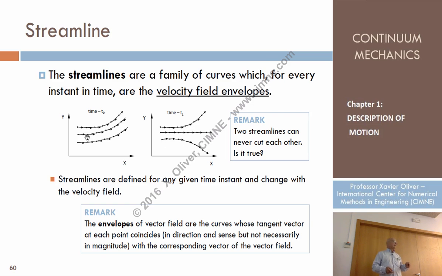So at every time, there is a different family of curves which are the envelope of the velocity field at this time. These are called the streamlines. The concept is that in general, the streamlines change at every time. At this time, the streamlines are those, and at these times, the streamlines are those. Why? Because the vector field changes in time.